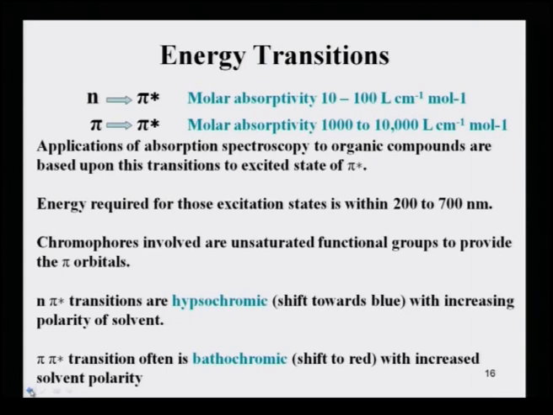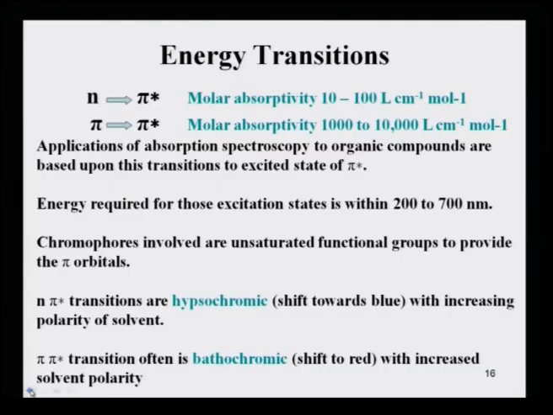The energy required for those excited states is within 200 to 700 nanometers. So, it is well within the UV region. The chromophores involved are unsaturated functional groups that provide the pi orbitals. The n to pi star transition is hypsochromic, that means it shifts towards blue light with increasing polarity of the solvent, and the pi to pi star transition is bathochromic, which shifts to red with increasing solvent polarity.